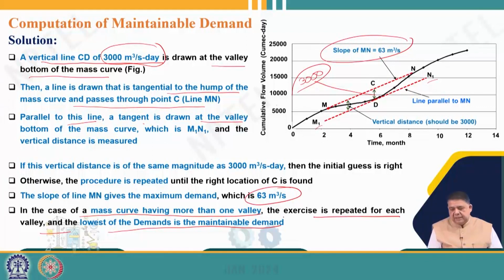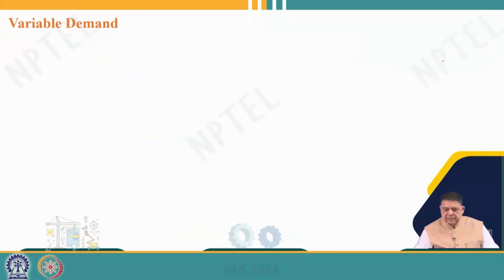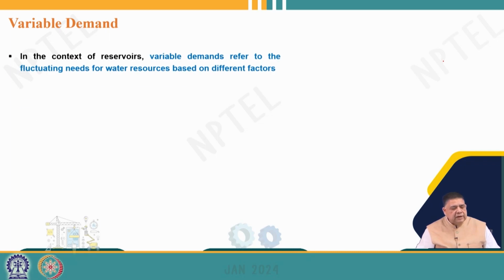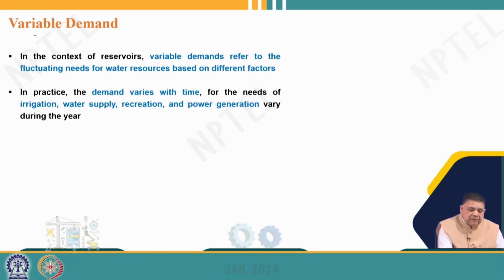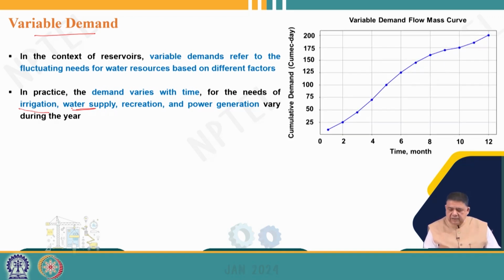In the case of a mass curve having more than one valley, the exercise is repeated for each valley, and the lowest of the demands is the maintainable demand. Like we saw, D1, D2 we calculate, and the minimum of those will tell us the maintainable demand. In a similar fashion, we can also consider variable demand, because reservoir demands could be of various nature and keep on changing. For example, irrigation supply changes throughout the year. That could also be true with domestic water supply, although that does not fluctuate too much during the year, but irrigation is one that fluctuates.